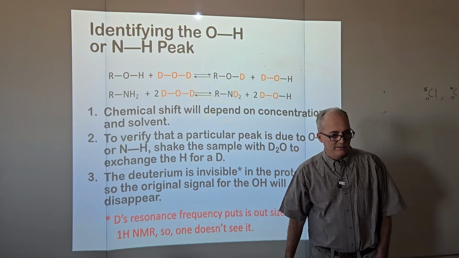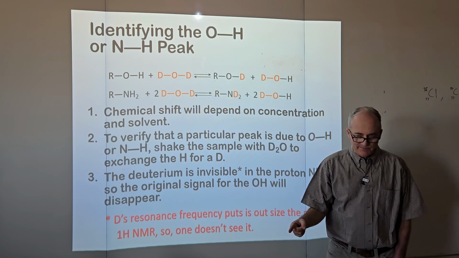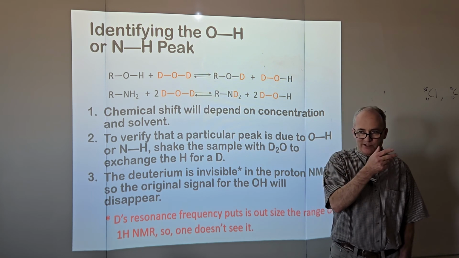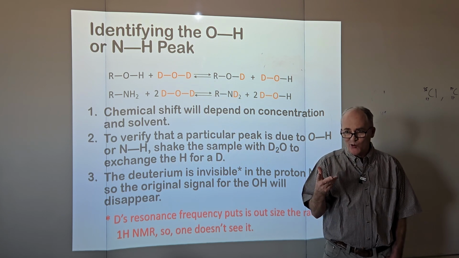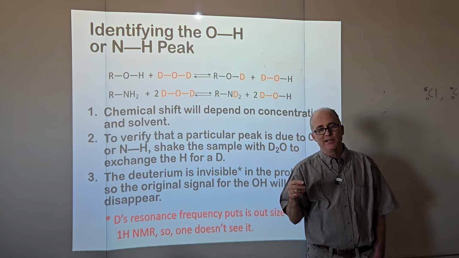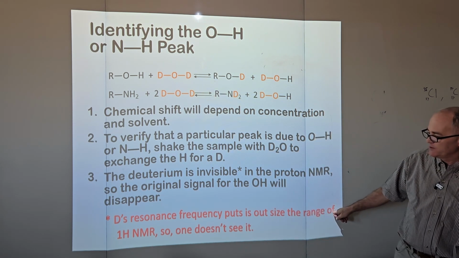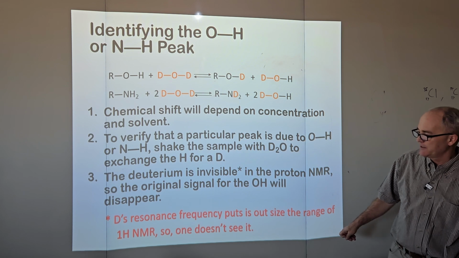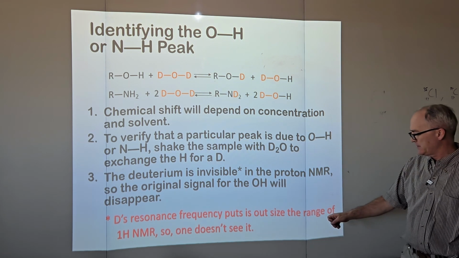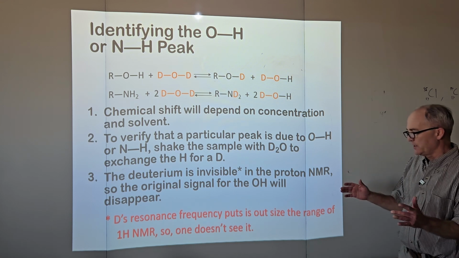Now we want to go back to the first day of NMR class. What made a nucleus NMR active? Odd atomic number or an odd mass number. What's the mass number on deuterium? It's 2, and it's easy to think, well, it becomes non-NMR active, and that's wrong. So I wrote this the other night when I was working on these slides. Deuterium's resonance frequency puts it out of the range of normal proton NMR.